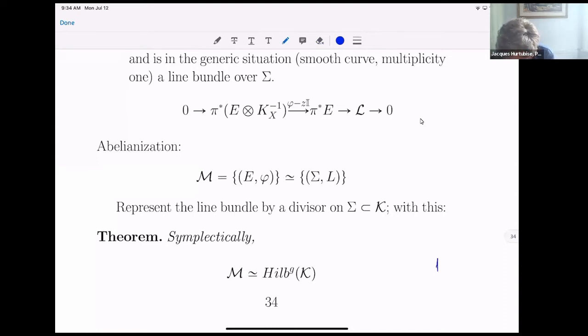So it occurs repeatedly where your bundle gets replaced by a line bundle, but on a bigger curve. And so the point was that you could sort of shift things, and I'll say a bit more about that later. So you're representing it essentially by a unique divisor on sigma. And the key point is that symplectically, the moduli space becomes the Hilbert scheme of points on this surface.